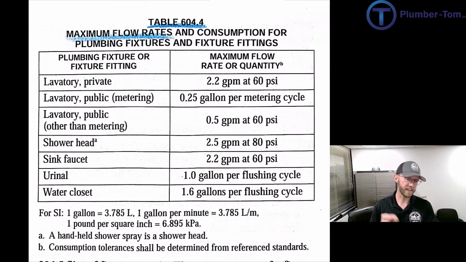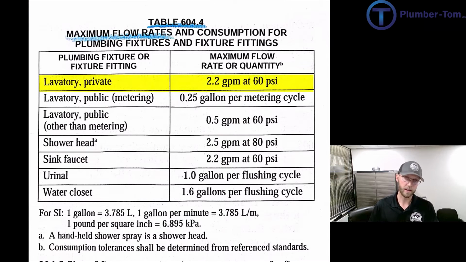We have the column on the left that says plumbing fixture or fixture fitting, and there's a smaller list here. And then on the right it says maximum flow rate or quantity. In this case, we're saying we're going to supply water and the fixtures are going to run, but we don't want to overdo it. As we talked about, water is precious, and therefore we should restrict that a bit and not allow too much to go through.